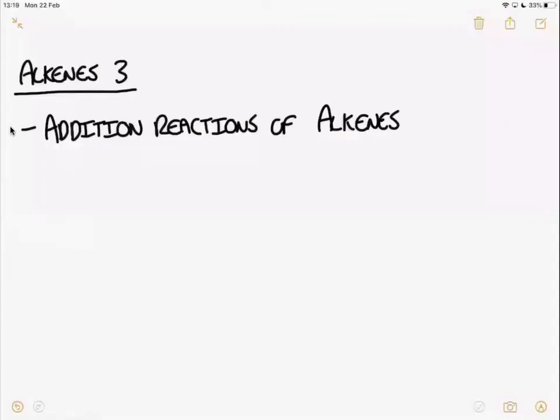Hello and welcome to the third lesson on alkenes. So this lesson covers the addition reactions of alkenes. This does not cover the electrophilic addition mechanism that comes in the next lesson. Instead it really just looks at the principles behind addition reactions and how to write symbol equations for addition reactions and think about the formulae of products.